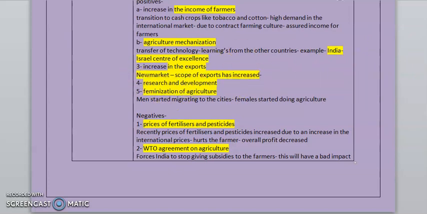Next one is research and development. Globalization has helped research and development, so that new varieties of crops have been formed, and it is helping to tackle climate change also. So you can write like that.